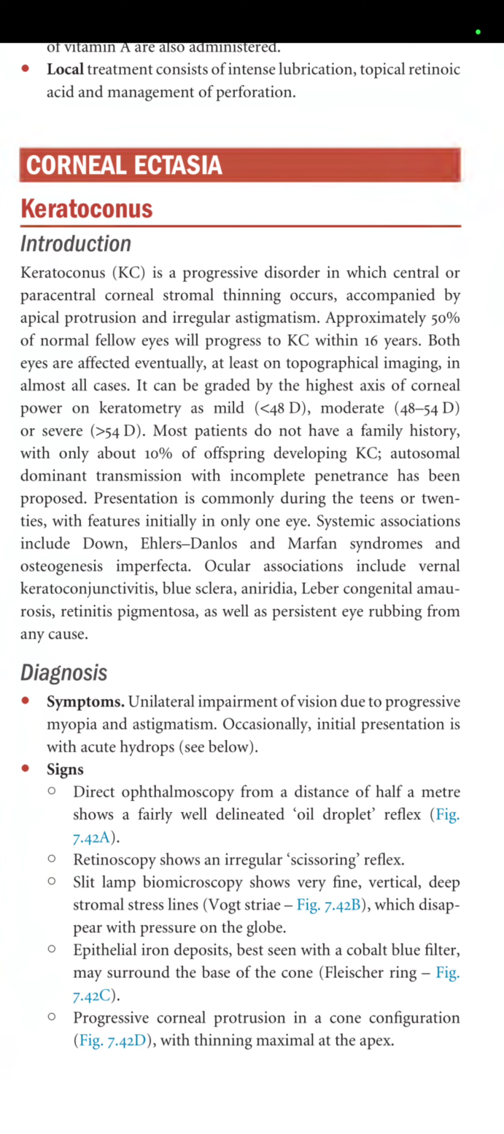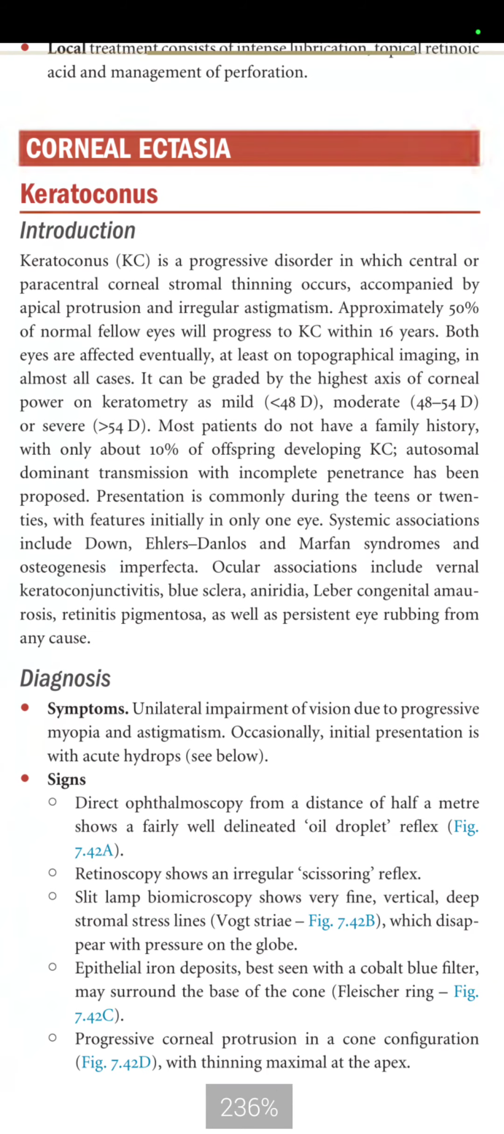Presentation is commonly during the teens or 20s, with features initially only in one eye. Systemic associations include Down, Ehlers-Danlos, and Marfan syndromes, and osteogenesis imperfecta. Ocular associations include vernal keratoconjunctivitis, blue sclera, aniridia, Leber congenital amaurosis, retinitis pigmentosa, as well as persistent eye rubbing from any cause.